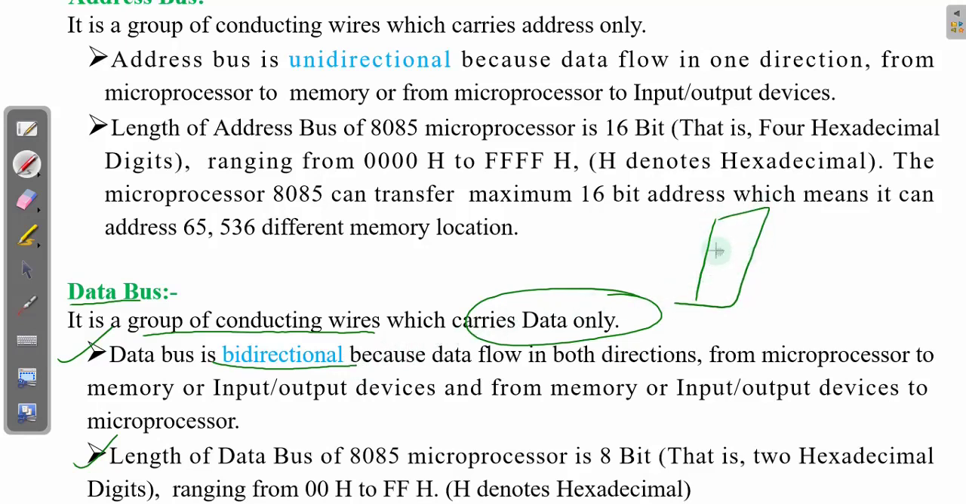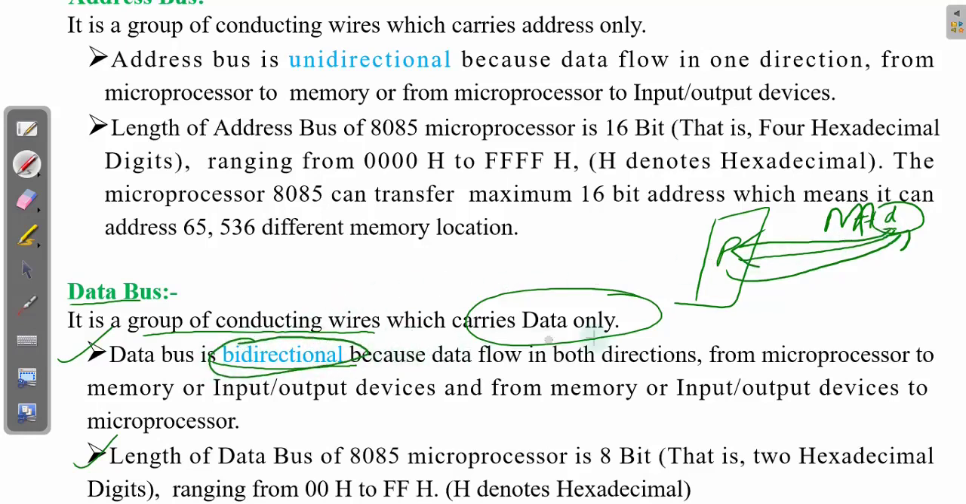If this is your processor, and if this is memory, suppose at a specific address we have some data. From memory the data can come to the processor, and also from processor data can go to this space. Means both way moving is allowed. So that's why it is called bidirectional in nature.